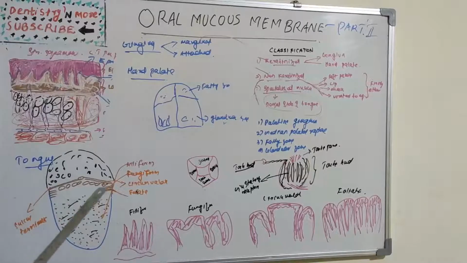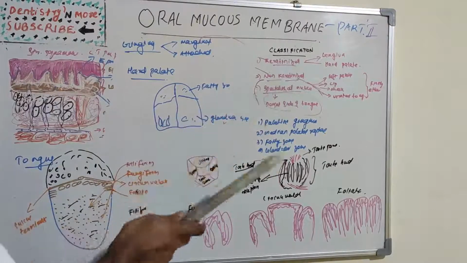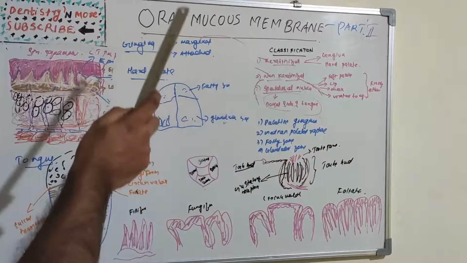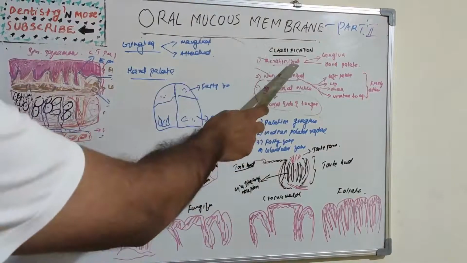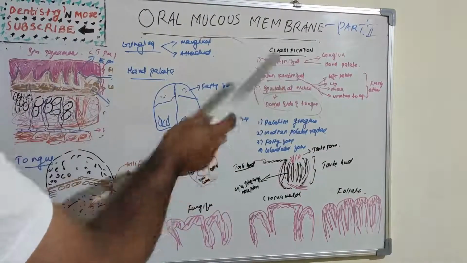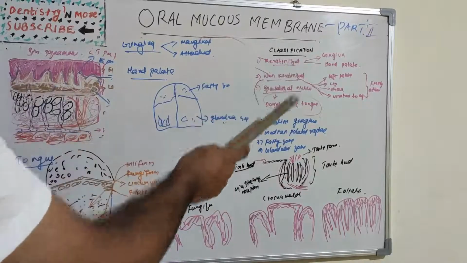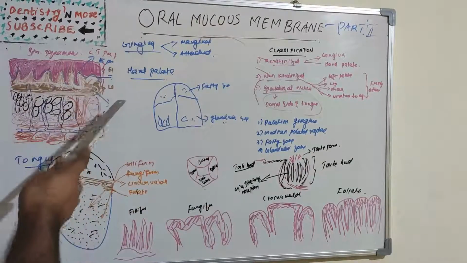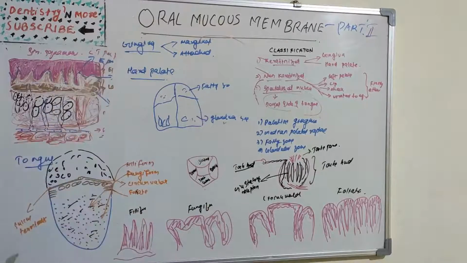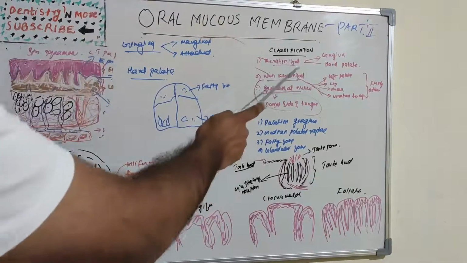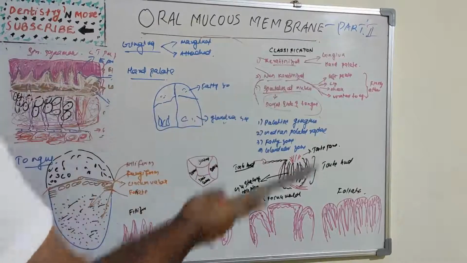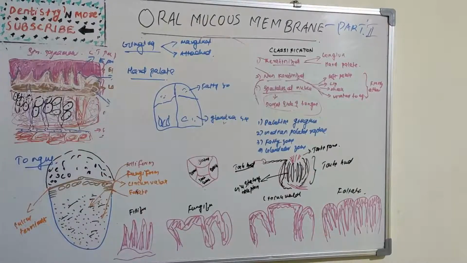The second part of the oral mucous membrane involves the keratinized mucosa and the specialized mucosa. In keratinized mucosa, we have the gingiva and the hard palate. Gingiva I have already explained in detail; you can check my previous videos on gingiva. So let's see what the hard palate is and its structures.